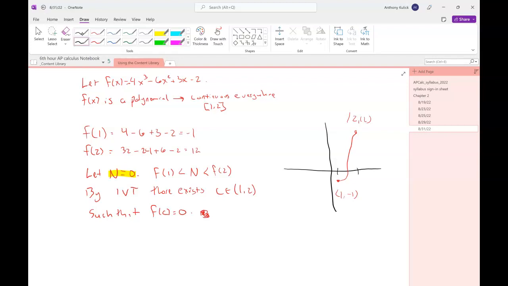When you draw the picture, it's like, yeah, of course it has to be the way it is. So you guys feel okay there? Luke, can you do an example where it doesn't exist?